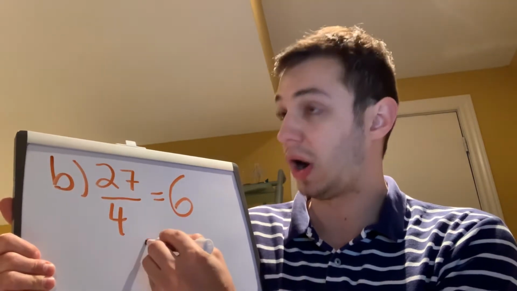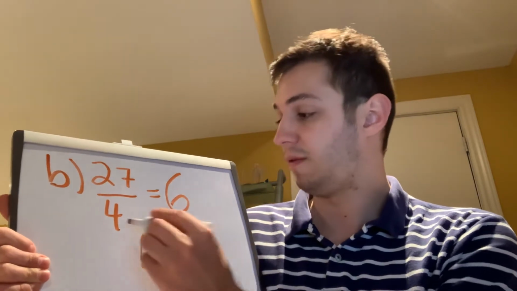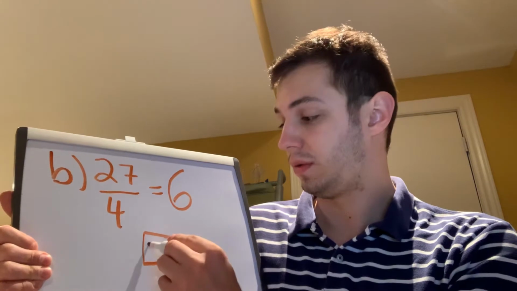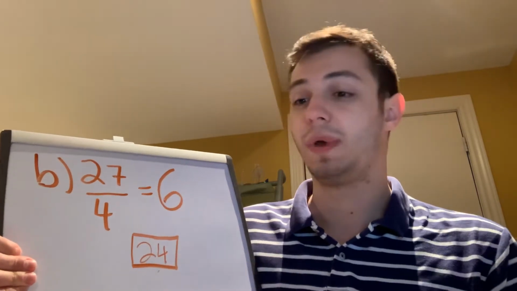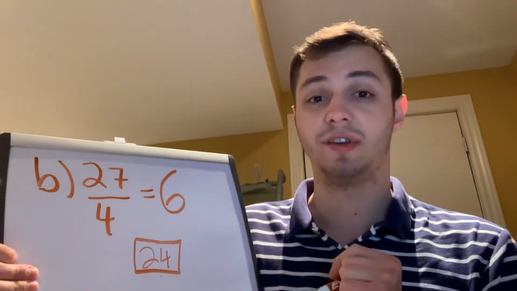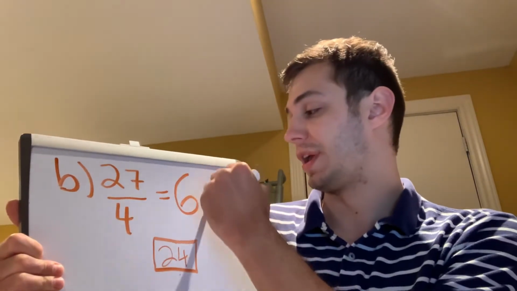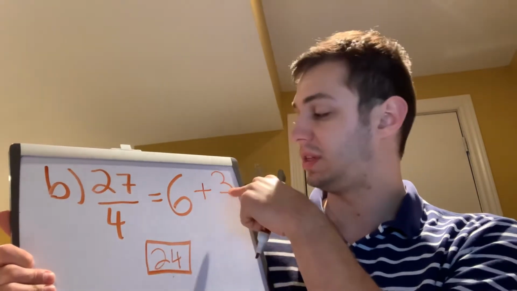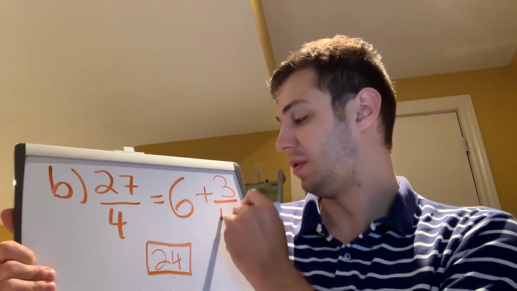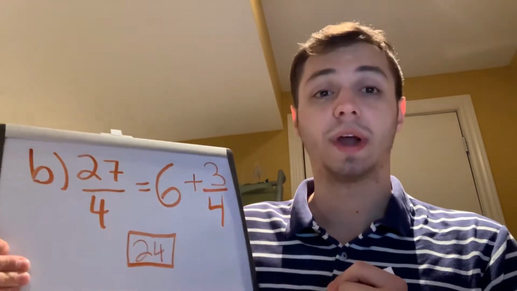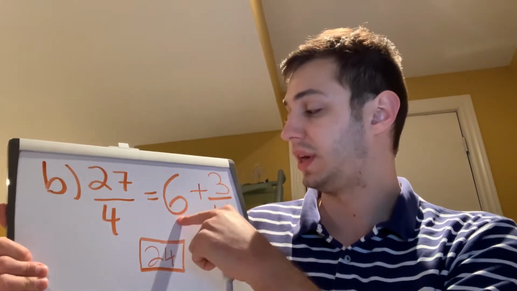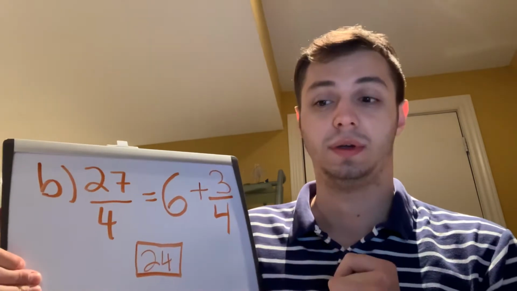I'm going to make a little box right here. 4 multiplied by 6 is 24. So now we have to figure out what do we have to add to 24 to get to our 27. Right? We have to add 3. But we need this to be a fraction, and we have to put it over the same number. So it'll be 3 over 4. So our answer is 27 over 4 equals 6 plus 3 fourths.